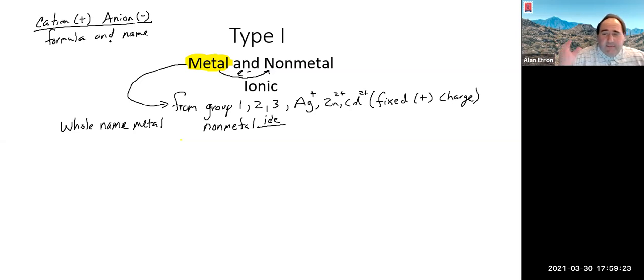Some people like to put the negative first and then the positive, but it should always go positive, then negative: metal, then non-metal, or really cation, then anion.